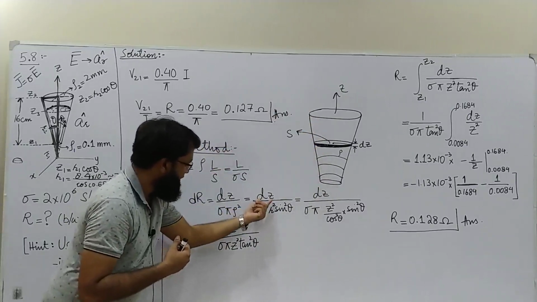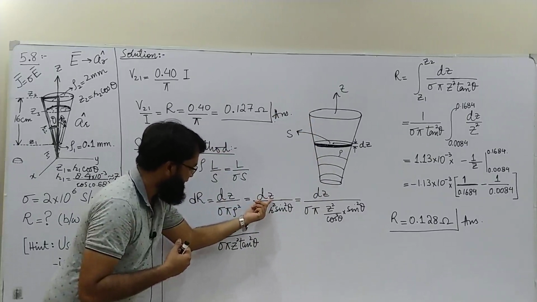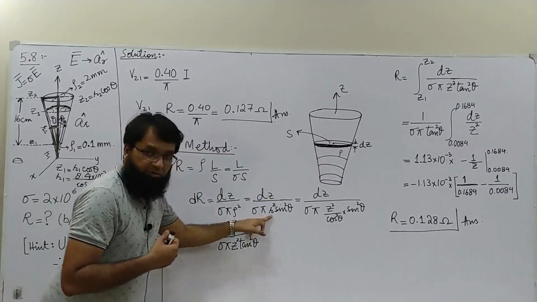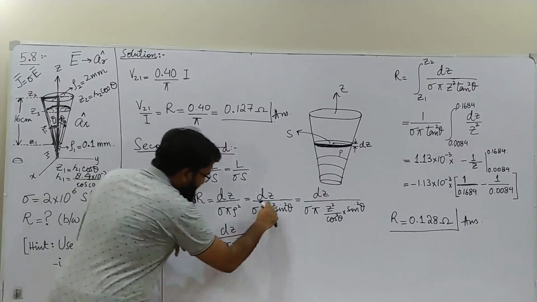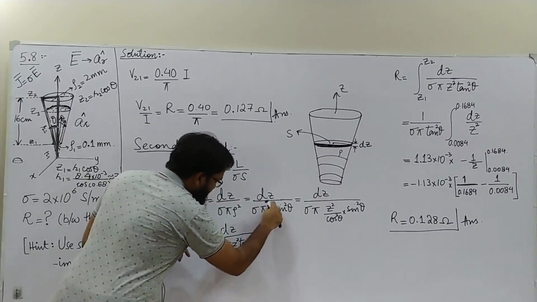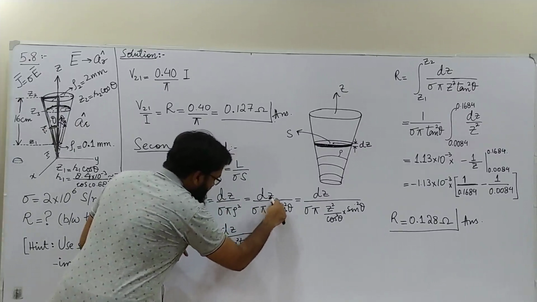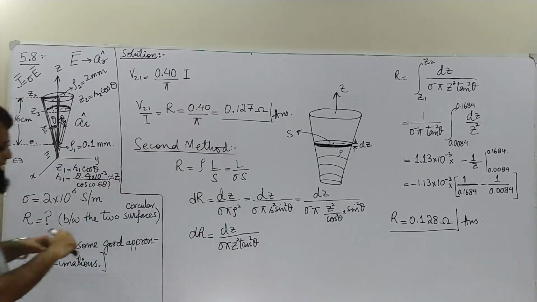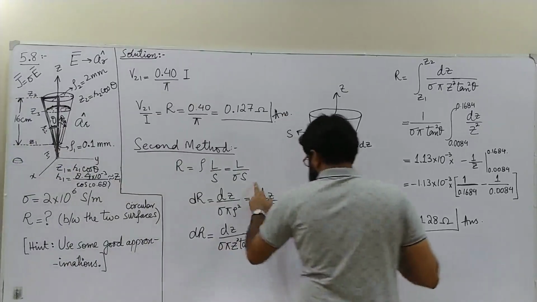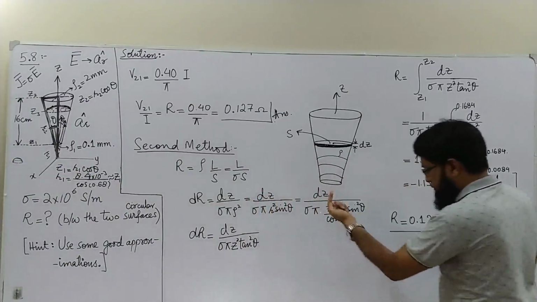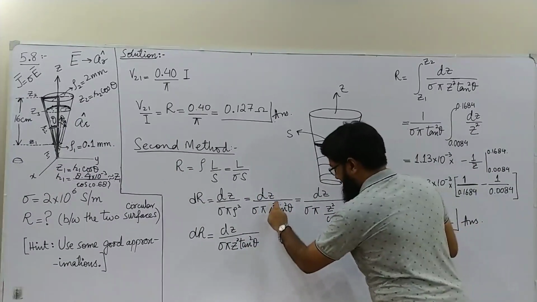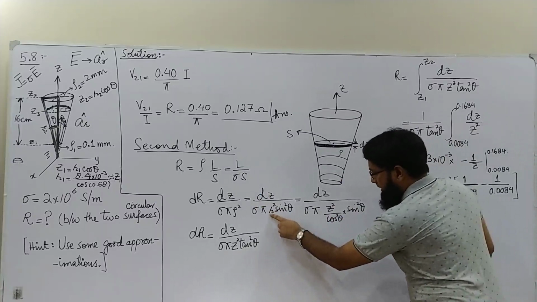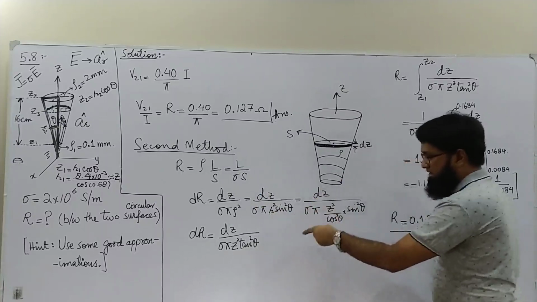If we change the level which is given by the z, r will also change. So we should replace the value of r in terms of z, so that these two variables can be treated as one and can be integrated. So what we are going to do is find r in terms of z.